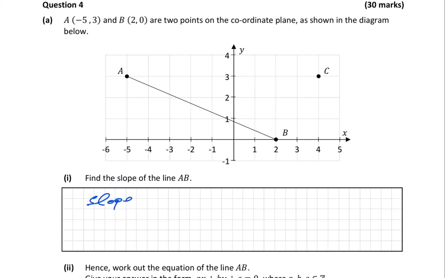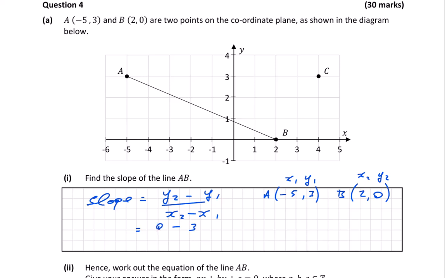So slope is just y2 minus y1 over x2 minus x1. If we take the point A, it's -5, 3. If we take the point B, it's 2, 0. So I'm going to call this x1, y1 and this one x2, y2. All you got to do is stick those into your formula. So it's 0 minus 3, that's y2 minus y1, and then 2 minus -5, or 2 plus 5. So the answer there is just -3 over 7. So that's the slope of this line.